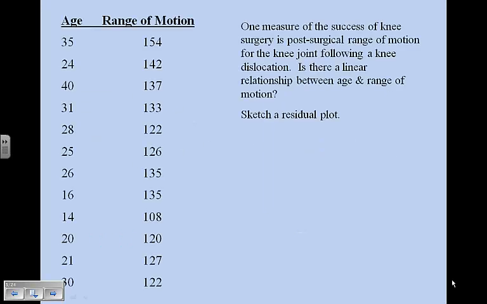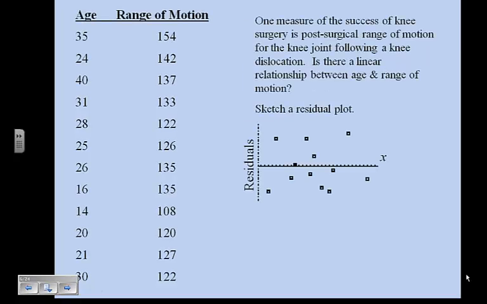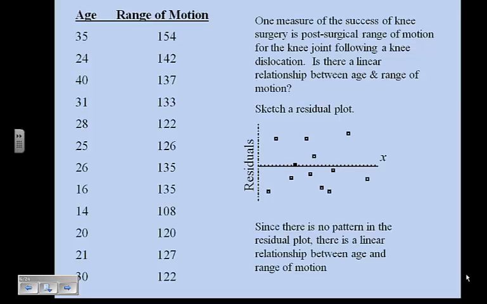Okay, so here's another set of data. We're all about data in this chapter. One measure of the success of knee surgery is post-surgical range of motion for the knee joint following a knee dislocation. The question is, is there a linear relationship between age and range of motion? And we want to sketch a residual plot. So looking at this, you can see there's no pattern in the residual plot, so therefore we can conclude that there is a linear relationship between age and the range of motion.